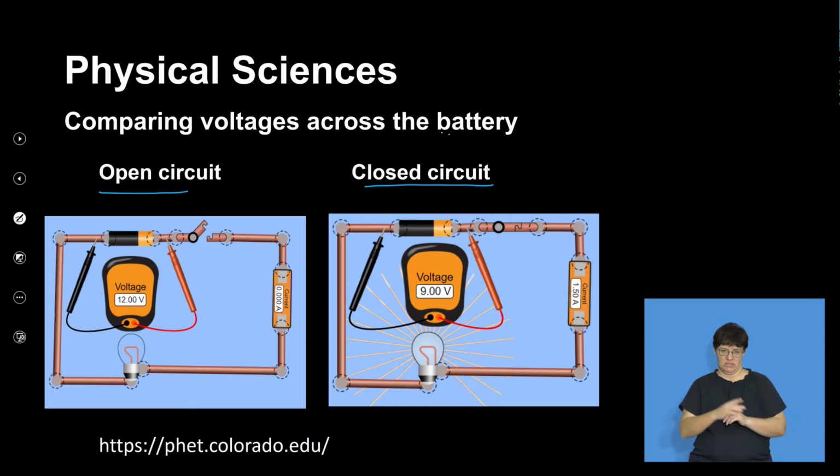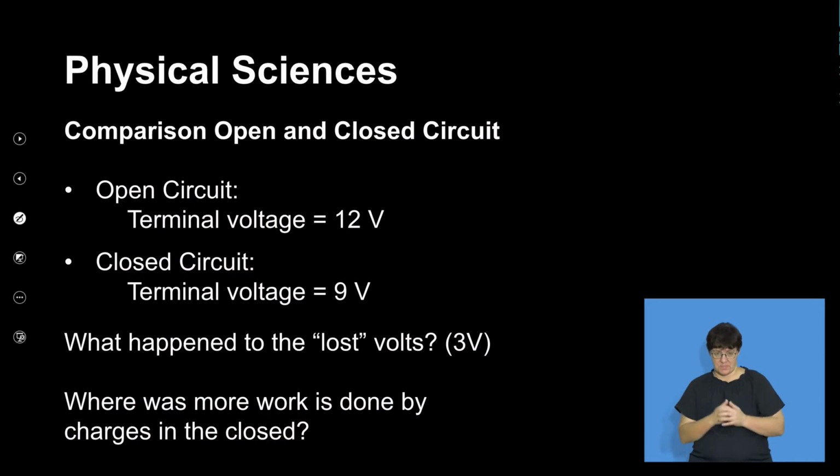That's very, very important. Also, the ammeter reading is 0 when the switch is open. When we close it, there is a current in the circuit of 1.5 amperes. These are just observations that we made from the setup in the simulation. So in an open circuit, we've got a terminal voltage of 12 volts, while the closed circuit is 9 volts. Now, the big question we have to ask ourselves: what happens to the lost volts?